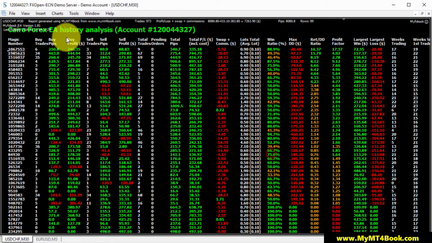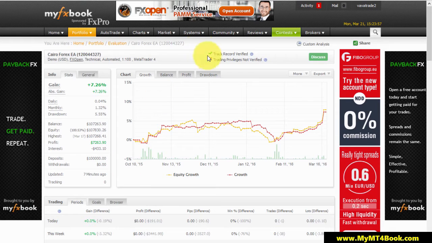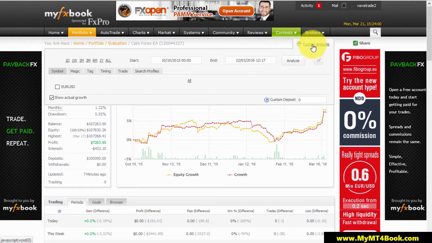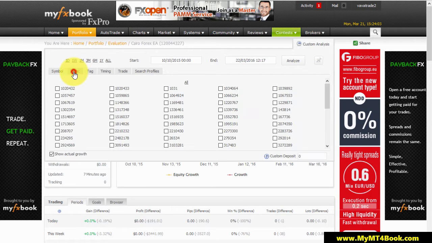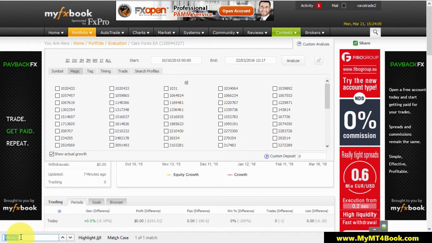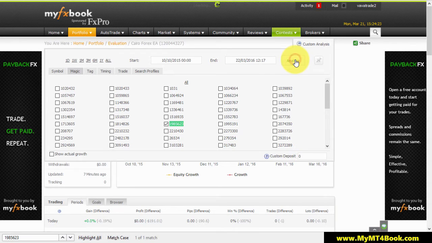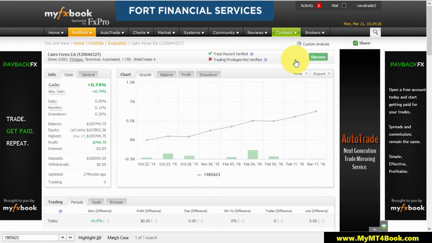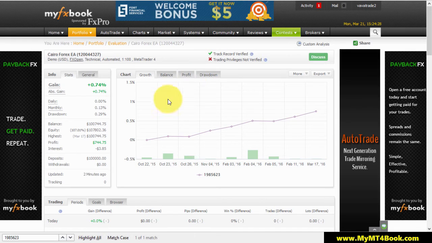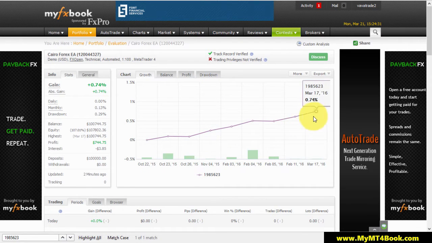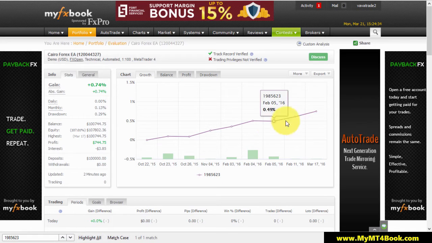So I just copy the first magic number, I go to my FX book and click the custom analysis right here, then I switch to the magic number, and now I will use Control F and I will search for that magic number on this page, and here it is. I just check it, I remove the actual growth and just click Analyze. And this is how the trading history, the trading record, looks for my trading strategy.